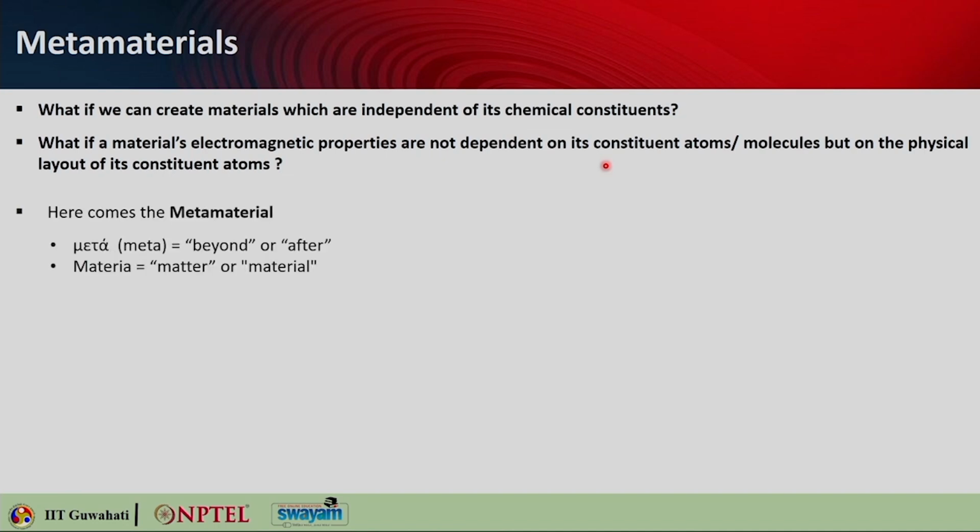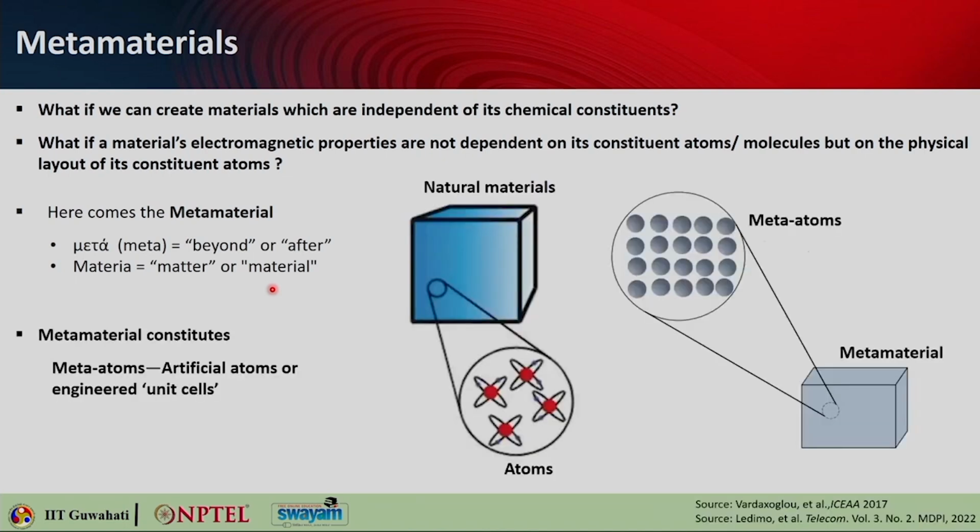If you break the name metamaterial into two parts, meta and material, meta comes from a Greek word meaning beyond or later or after, and material means materia, material. So it is like beyond materials, beyond natural materials. That's metamaterials. In short, metamaterials consist of meta atoms, which are artificial atoms or engineered unit cells. Just like the figure shown here, natural materials are made of atoms, metamaterials are made of meta atoms, and you can actually decide what the design of these meta atoms should be.